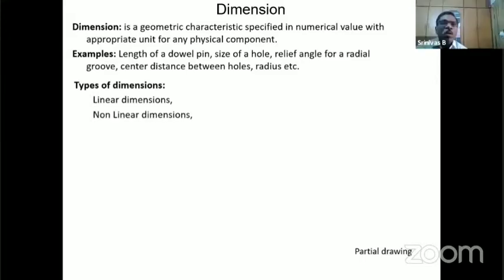Understand? Now, there are 2 other types of dimensions. One is size dimension. It specifies size, like the diameter of a pin or the height of a human being. The height of a human being is also a size dimension. Now, what is the other last group? This is called location dimensions.